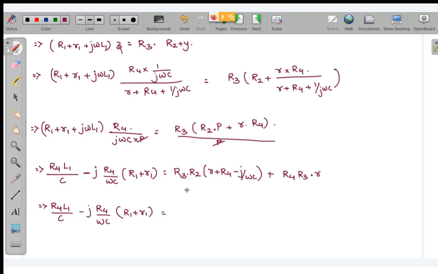so this will be R3 into R2 R plus R4 plus R4 R3 into R minus j R3 R2 by omega C. Check if this is okay or not, if we are getting this or not. I might have made some mistake, but I'm sure I haven't. So just see if you are getting this or not.